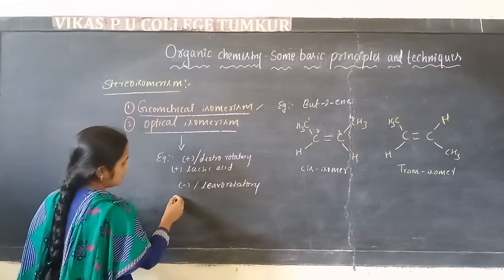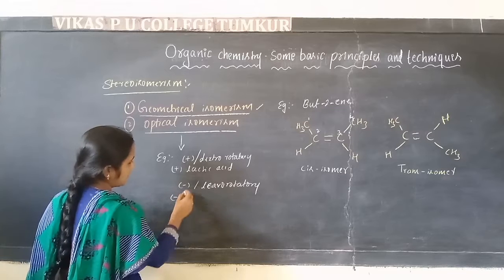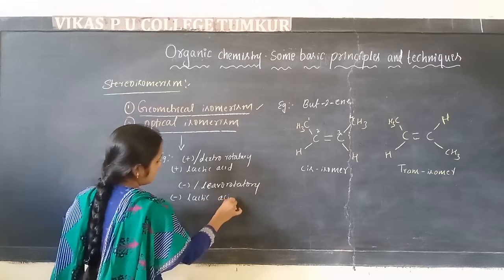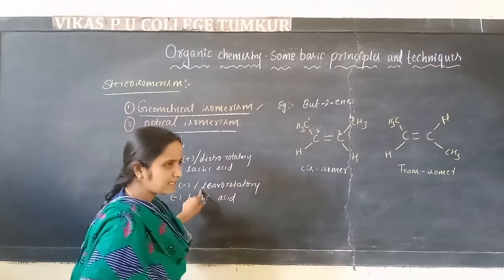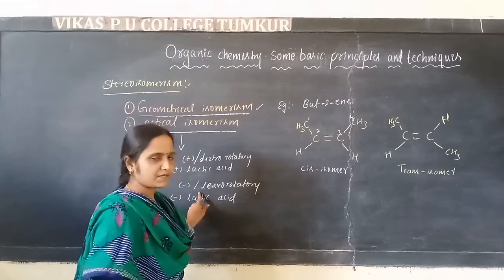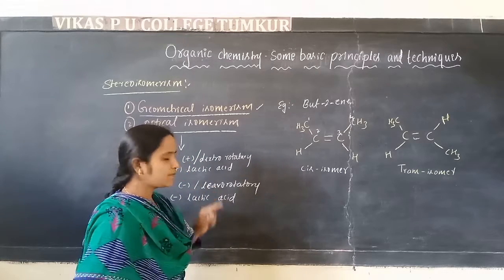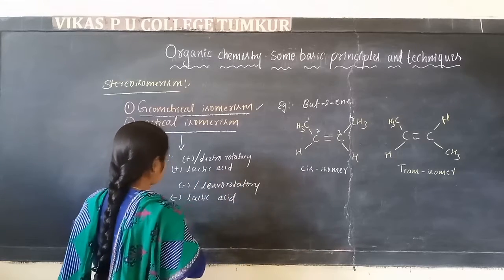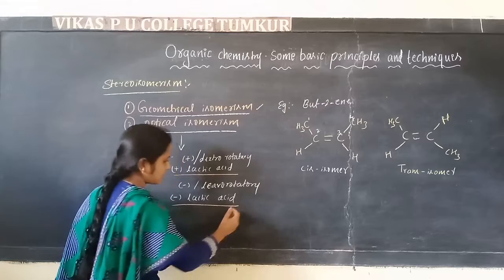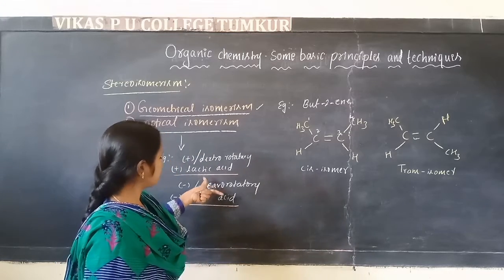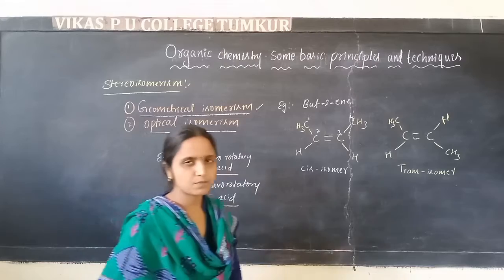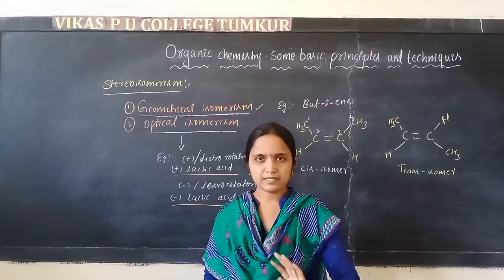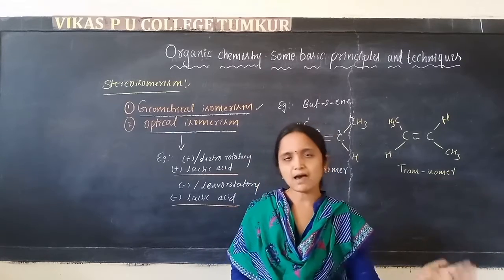In this example, this is minus lactic acid. It means the plane polarized light is going to be rotated towards the left. That compound we call a levorotatory compound. This plus lactic acid and minus lactic acid are examples of optical isomers. The phenomenon is called optical isomerism. It means the light rotates either right or left.